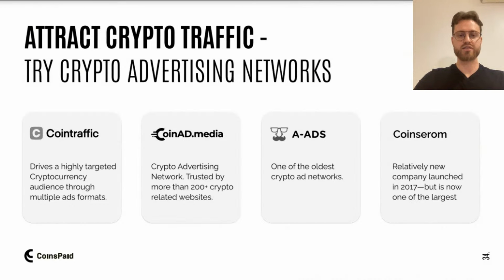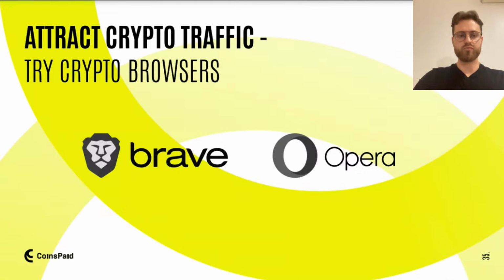Also, there are specialized crypto browsers like Brave or Crypto Browser by Opera. For example, Brave already has more than 50 million users. And what is more important, ads on Brave have a click-through rate of up to 16% and very high level of engagement. And by the way, it will simply cost you several times less than advertising on Google.